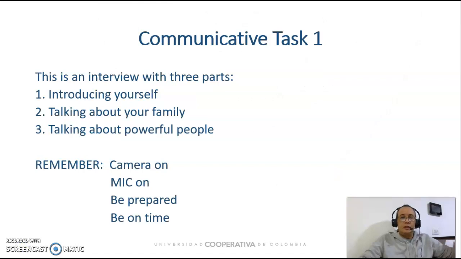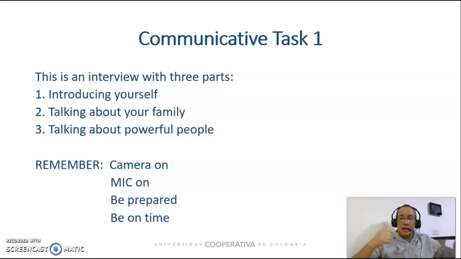Remember, this Communicative Task has 3 parts. Okay? 1 is introducing yourself, talking about you. 2 is talking about your family. And 3, we're going to talk about a character you selected from the list you have in Campus Virtual. Okay? So we're going to have a conversation about these 3 topics.